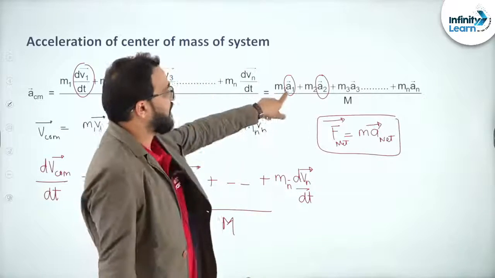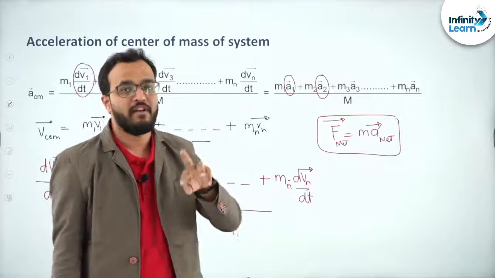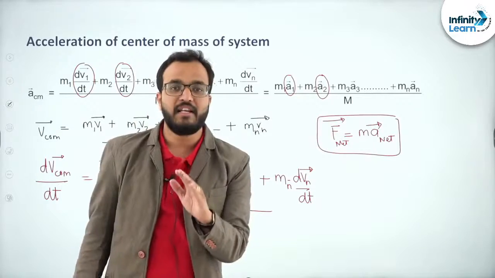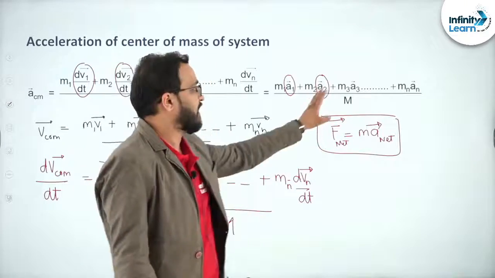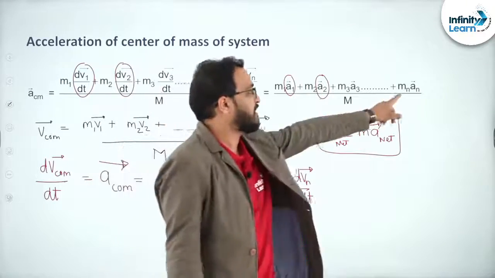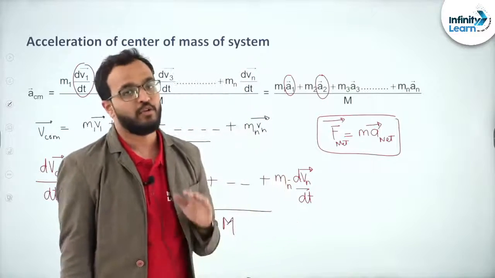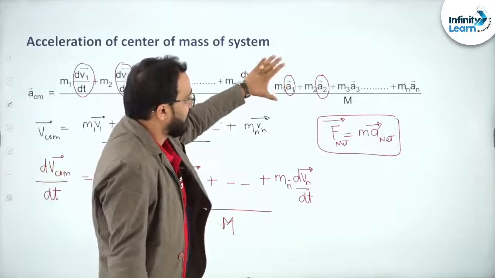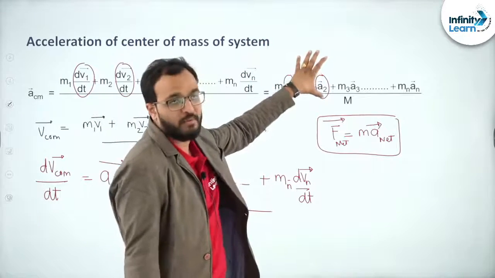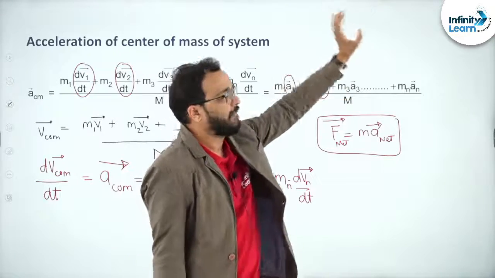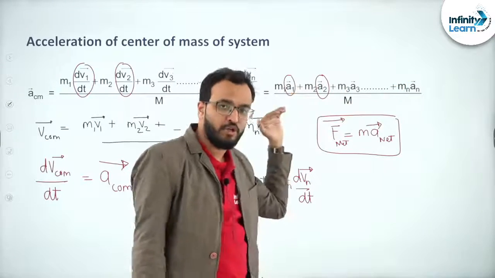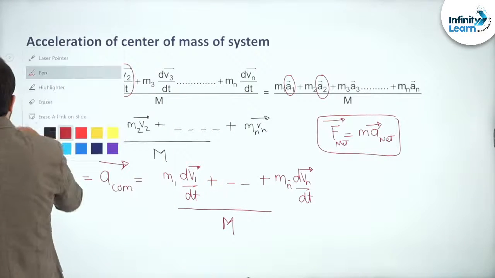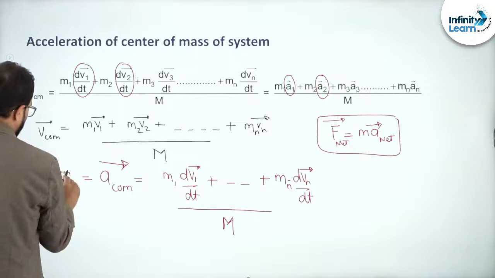So if I say m1a1, it means the net force on the first particle. m2a2 means the net force on the second particle. m3a3 is the net force on the third particle, and mnan is the net force on the nth particle. So this is how the acceleration of center of mass is actually the net force on particle 1 plus net force on particle 2 plus net force on particle 3 up till net force on particle n, upon total mass. Okay? Okay students. Now let me explain this a little bit further.